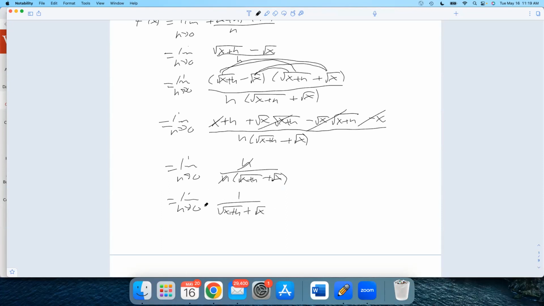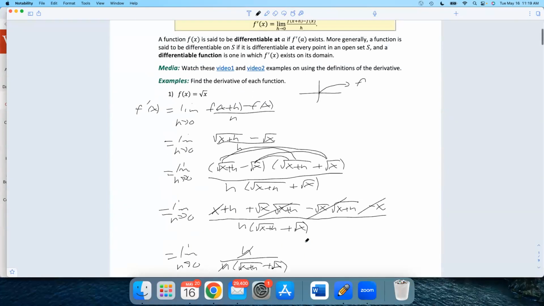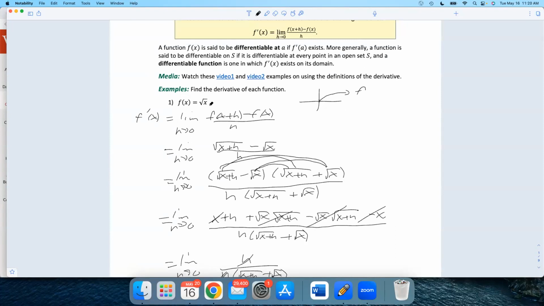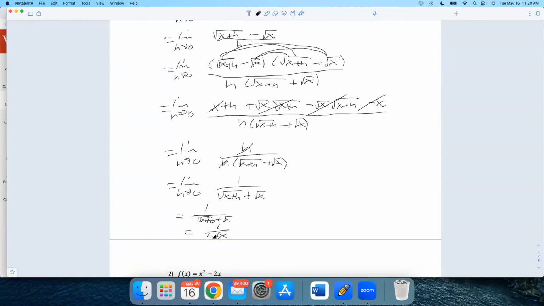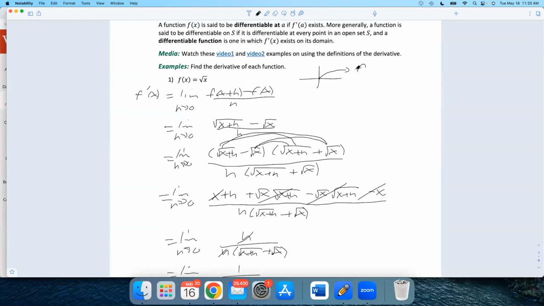Now that I've canceled the h out, I can plug in h equals 0, and I'll get 1 over root x plus 0 plus another root x. That's just 2 root x in the bottom. So I get 1 over 2 root x. So my original function is square root of x. Its derivative, a brand new function, is 1 over 2 root x. This guy will spit out slopes of tangent lines to the original function.